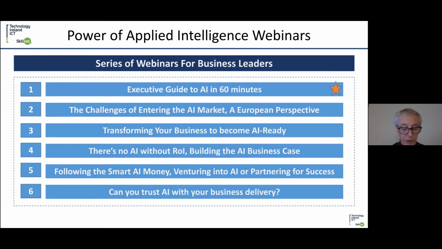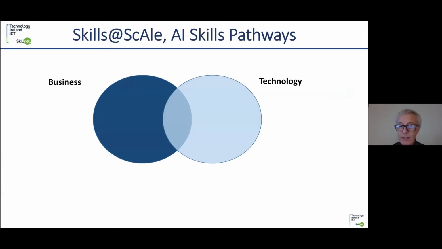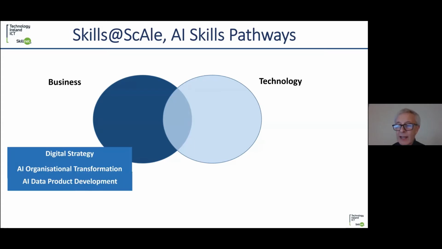But the power of applied intelligence is part of a bigger initiative which Technology Ireland ICT SkillNet is undertaking. Part of this is called Skills at Scale. This is because we want to materially impact the skills gap which exists at the moment for artificial intelligence. We want to do that by looking at what we've called pathways. We are going to offer pathways from a business perspective, looking at things such as strategy, organizational transformation, data product development, but also looking at technology and looking at infrastructures and analytics and building AI applications.